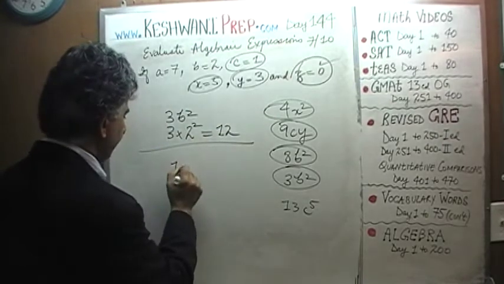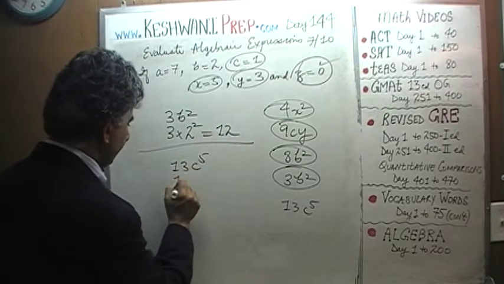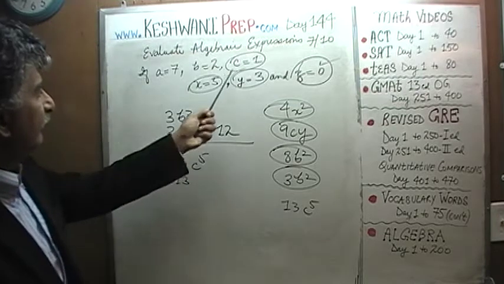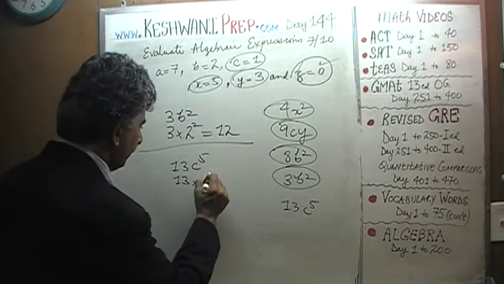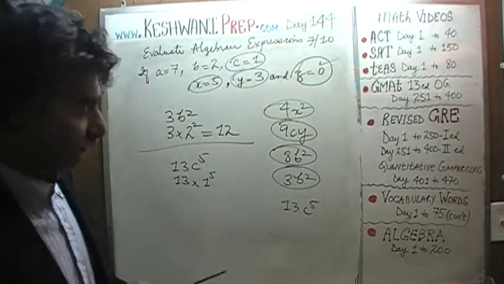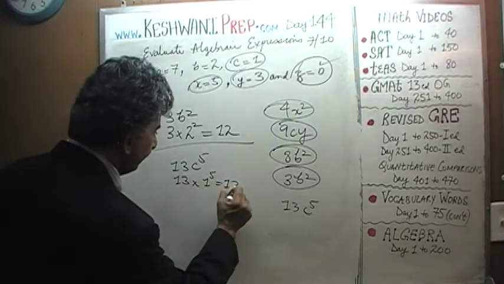And finally, 13c to the 5th is 13. C to the 5th, c is equal to 1. So it's 1 raised to 5th. 1 raised to any power is just 1. So it's just 13. That was it.